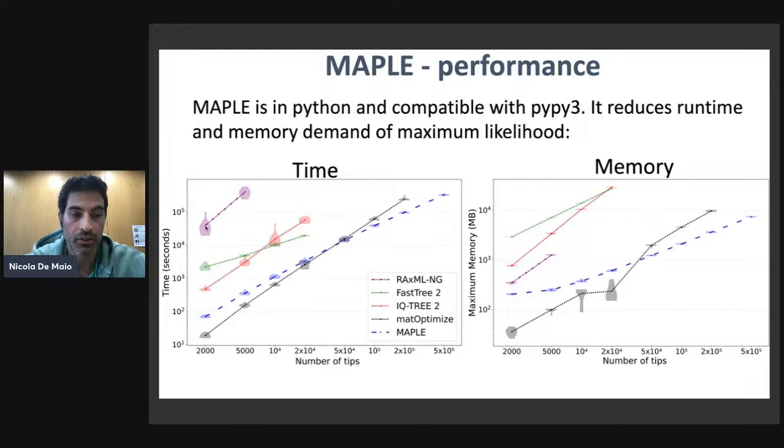The other colors are RAxML in purple, FastTree in green, and IQ-TREE in red. If you compare, for example, to RAxML, you have a huge improvement in time demand, and also some improvement compared to the other methods. In memory, the improvement is much larger, because the difference seems to even increase as the number of samples considered increases.